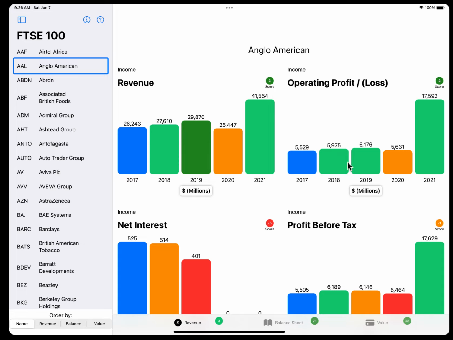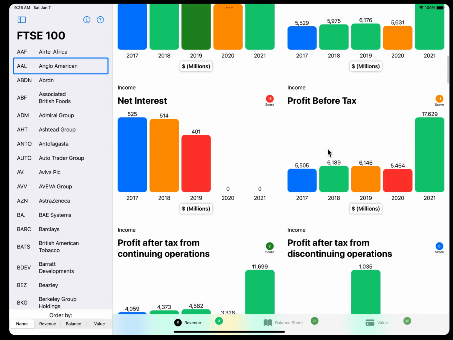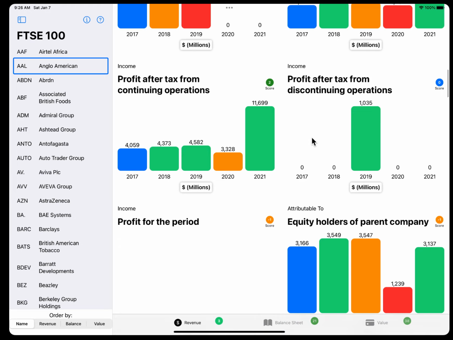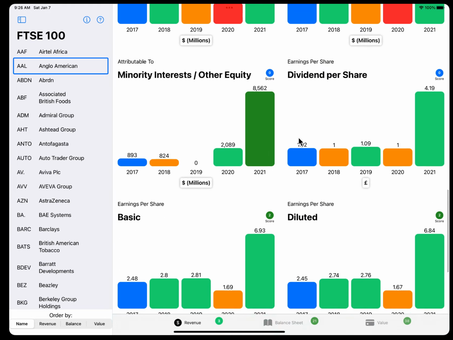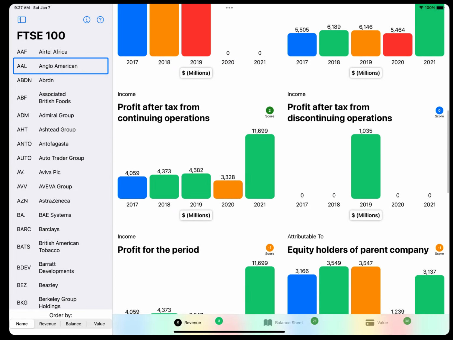Profit, again, it's not a bad pattern there. The score's only 2 because it kind of levelled off a little bit there before boosting at the end. Some of these things aren't quite so good though, although most of them actually are pretty good. So let's have a look at the balance sheet.